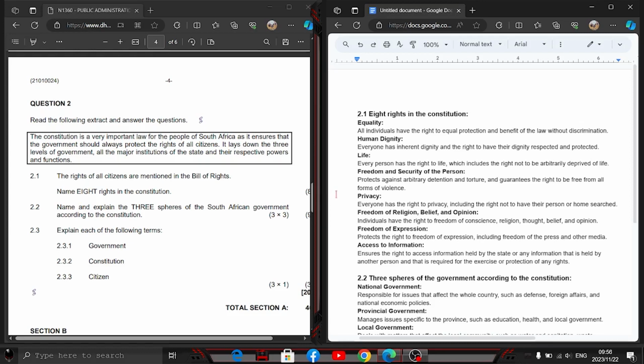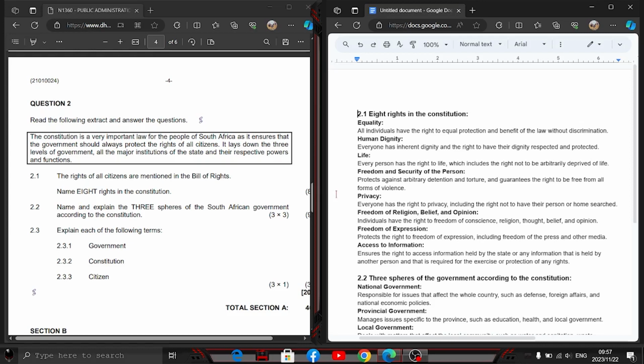No one can come into your home and search your privacy. That is why it is a crime for someone to enter your home without your permission. It is considered as burglary. You understand? Next right that we have is freedom of religion, belief, and opinion.